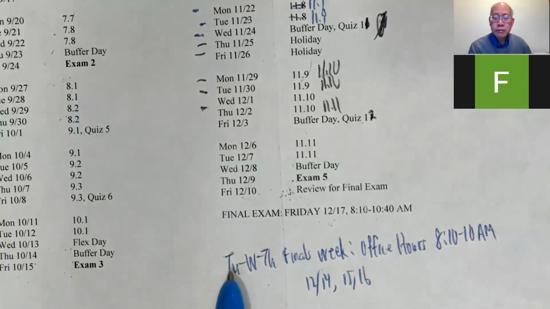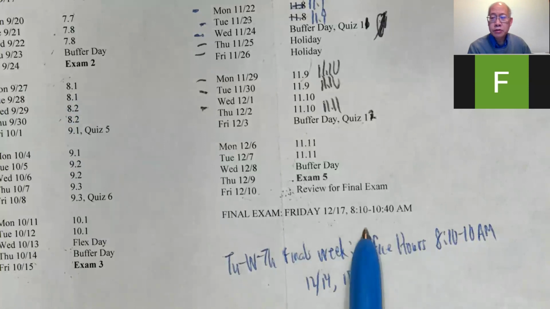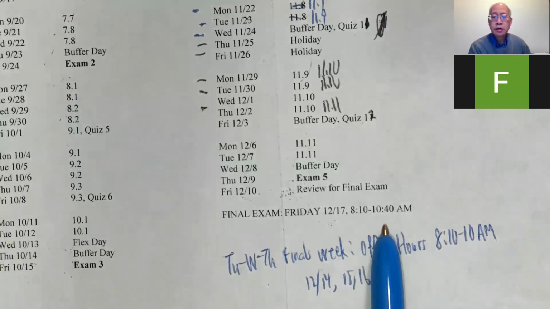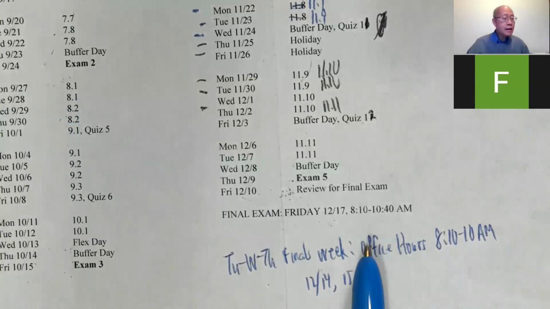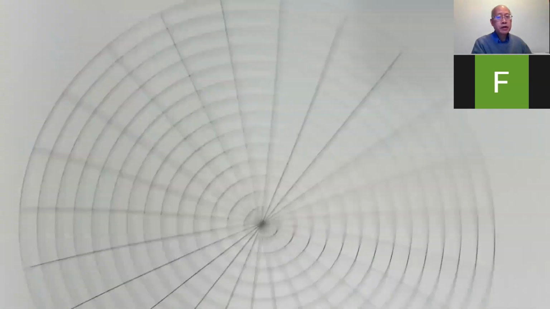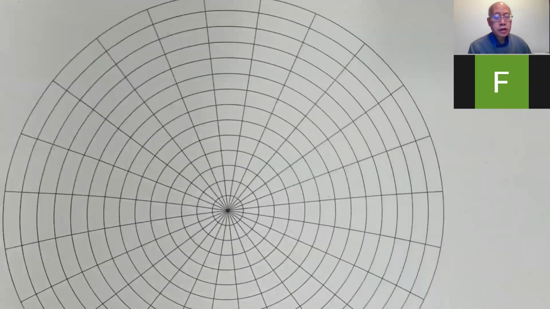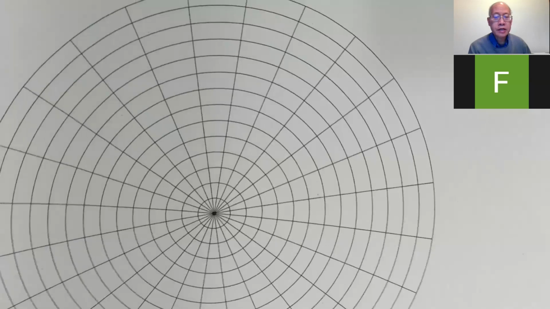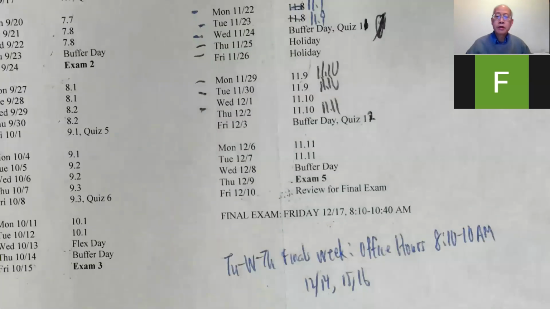And here are my office hours during finals week. No office hours on Monday, but Tuesday, Wednesday, Thursday, 8:10 to 10, on the regular Zoom session, the 14th, 15th, 16th. For the final exam, use the same Zoom link, so we don't have to change Zoom links throughout. And remember to bring yourself a piece of polar graph paper, just in case. I'm not promising it, but in case I ask you to do a polar graph, you want to have the polar graph paper handy.